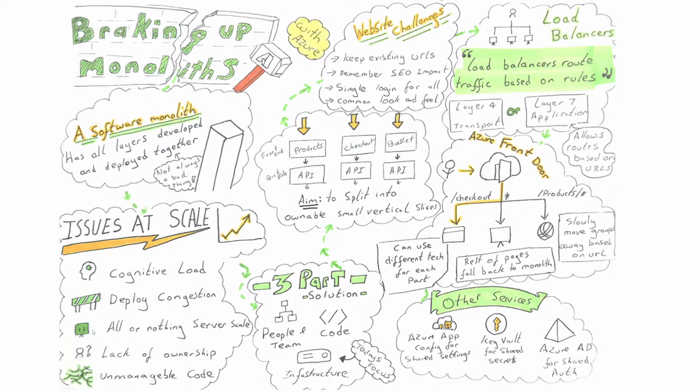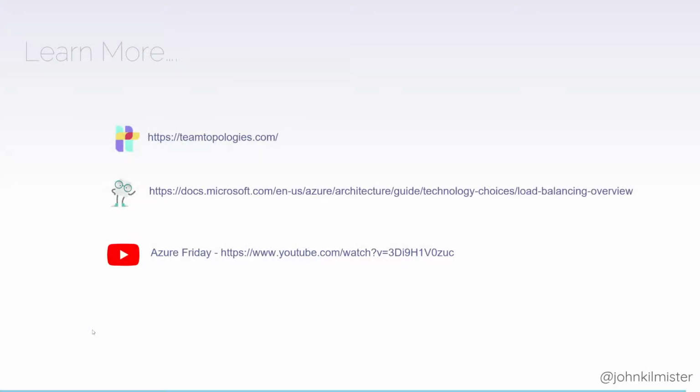We then looked at how we can use infrastructure to support that split, looking at some of the challenges that we get and looking at the difference between a layer 4 and a layer 7 load balancer. Before going on to look at how Azure Front Door as a layer 7 load balancer can serve our needs. Finally, we just wrapped up with some other services such as Azure App Configuration, Key Vault, and Azure AD for shared auth. That brings us to the end.